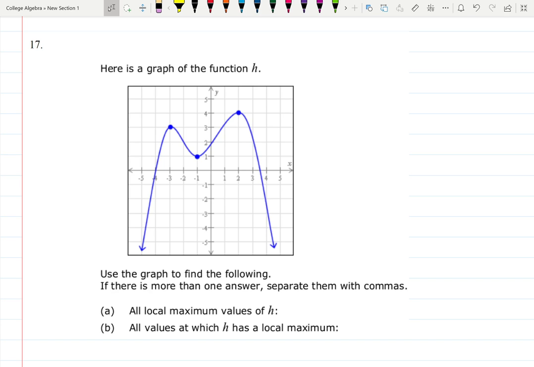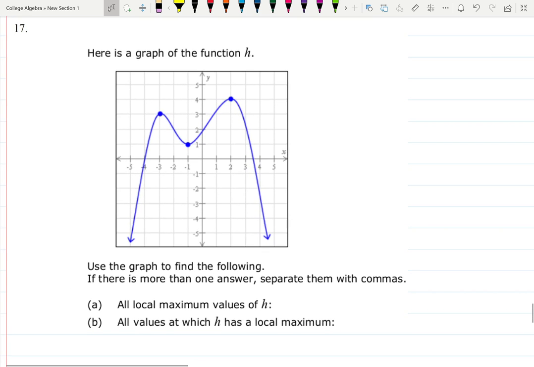Hello! In this video, let's work with local and global maximums and minimums. On the first graph, we are asked to identify all local maximum values of h and also at which values h has a local maximum. This sounds super confusing, so let me explain what they mean.